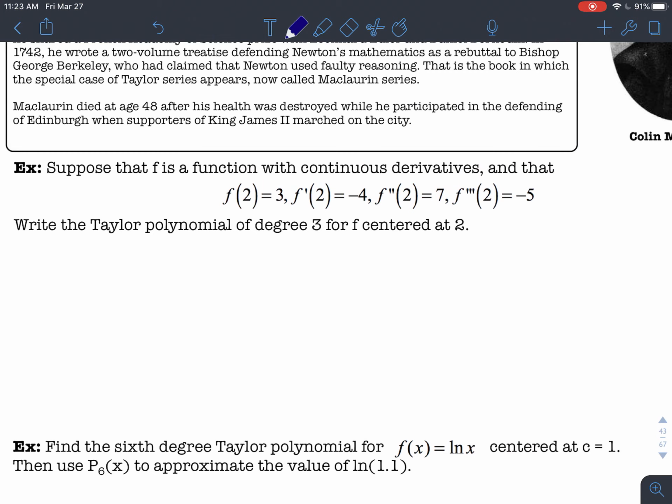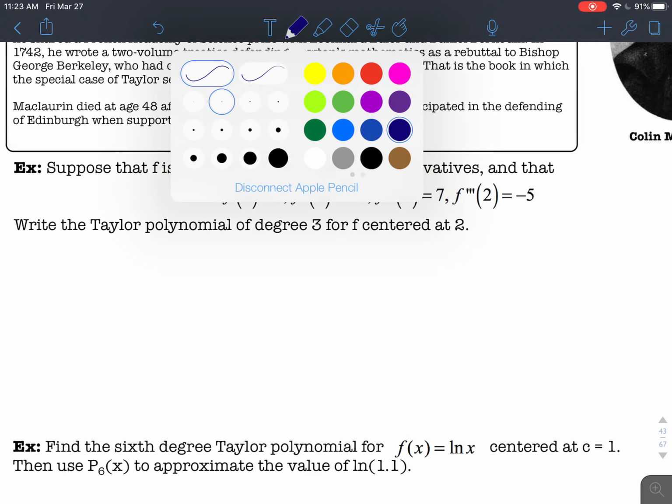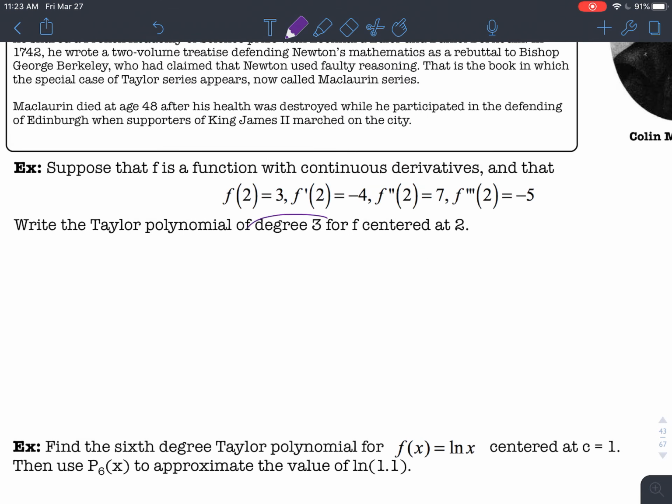We're going to actually do some stuff with Taylor and Maclaurin polynomials now. So we're going to use this as our first example here. Suppose that f is a function with continuous derivatives and that these statements are true: f of 2 is 3, the first derivative at 2 is negative 4, the second derivative at 2 is 7, and the third derivative at 2 is negative 5. We're going to use that to write the Taylor polynomial of degree 3 for f centered around 2.